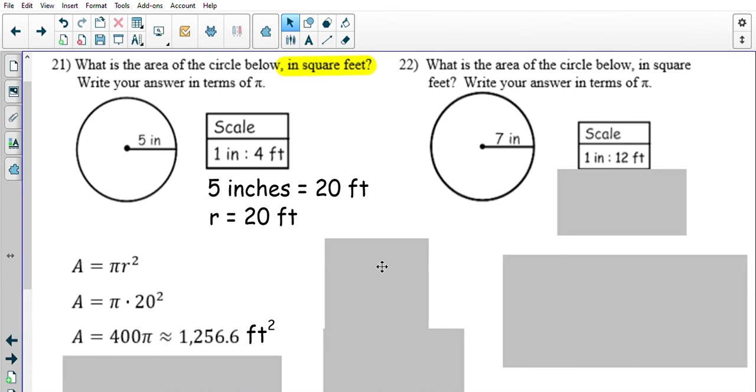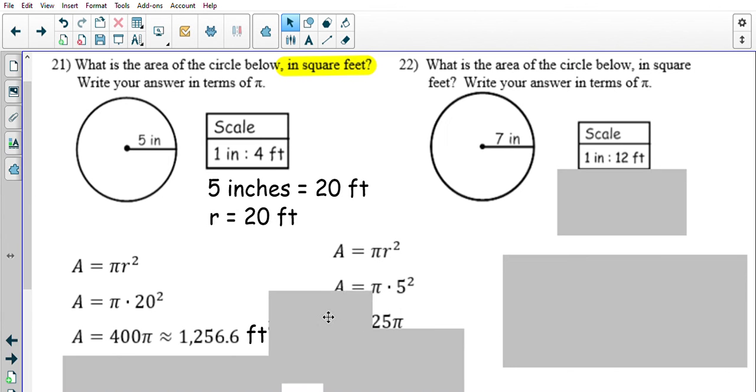Now, I often have students who think, well, if I take area equals pi r squared and I want to use 5 as my radius, can I do that? Sure, pi times 5 squared gets me 25 pi, and then they say, can I just multiply by 4 at the end? Take a look at that. If I take 25 pi times 4, that gets me 100 pi, not 400 pi.